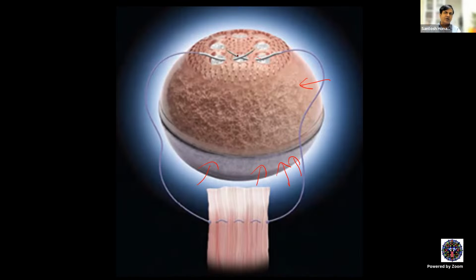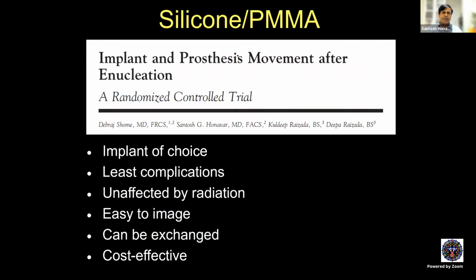So that is how a newer design of hydroxyapatite looks like. Now, this is the study that I was quoting, implant and prosthesis movement after enucleation. It is the same if you use myoconjunctival technique versus porous polyethylene implant. So these are currently the implants of choice, silicone and PMMA.